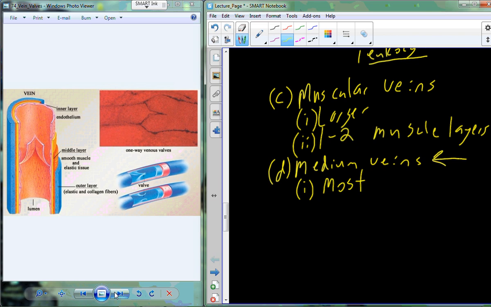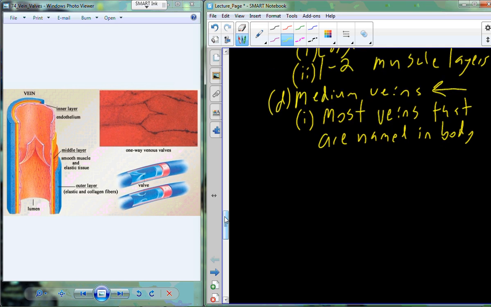The medium veins are going to be most of the veins that have names. Okay, so muscular veins and the post-capillary venules really are small enough that we don't typically give them a name. But once we get out here into the medium veins, things like the saphenous vein or the femoral vein are going to be examples of medium veins. And these are a large size. They are actually going to be right around 10 millimeters in diameter.